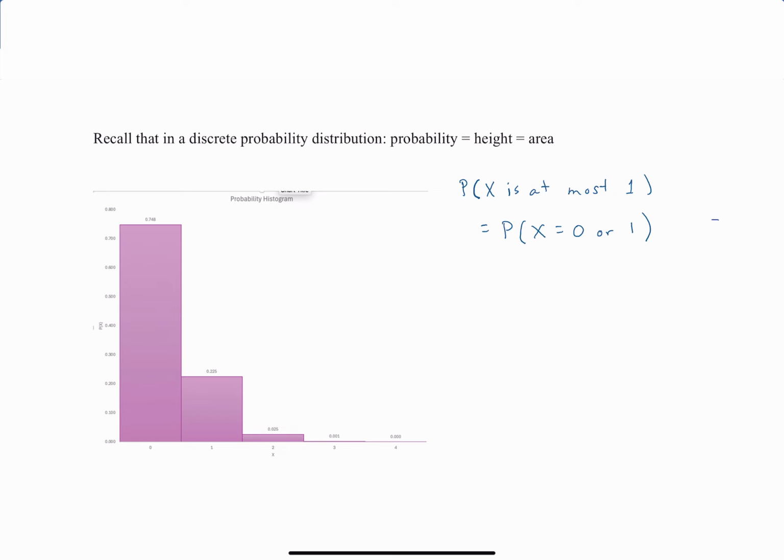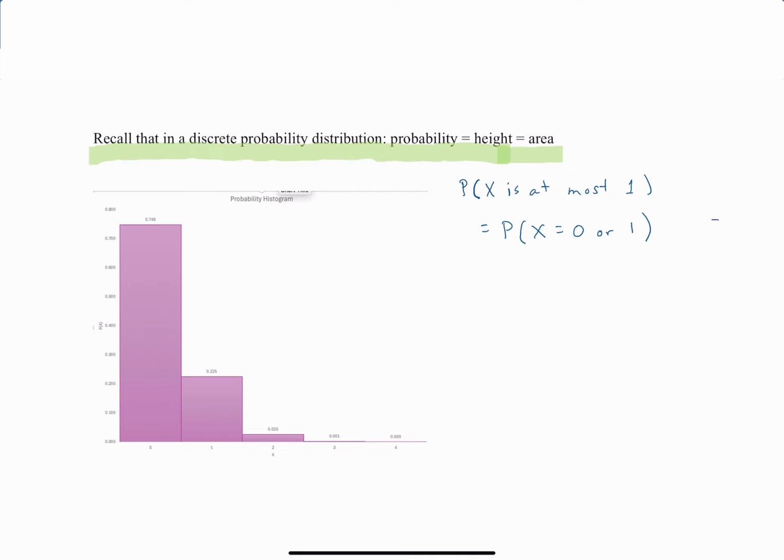To answer this question, I'd like us to recall that in a discrete probability distribution, we make the histogram by taking the probability and using that as the height of each rectangle. However, because the width of each rectangle is 1, the height is actually equal to the area. So we can get the probabilities by looking at areas. And I've labeled the heights / areas / probabilities above each of our histogram bars in this diagram.